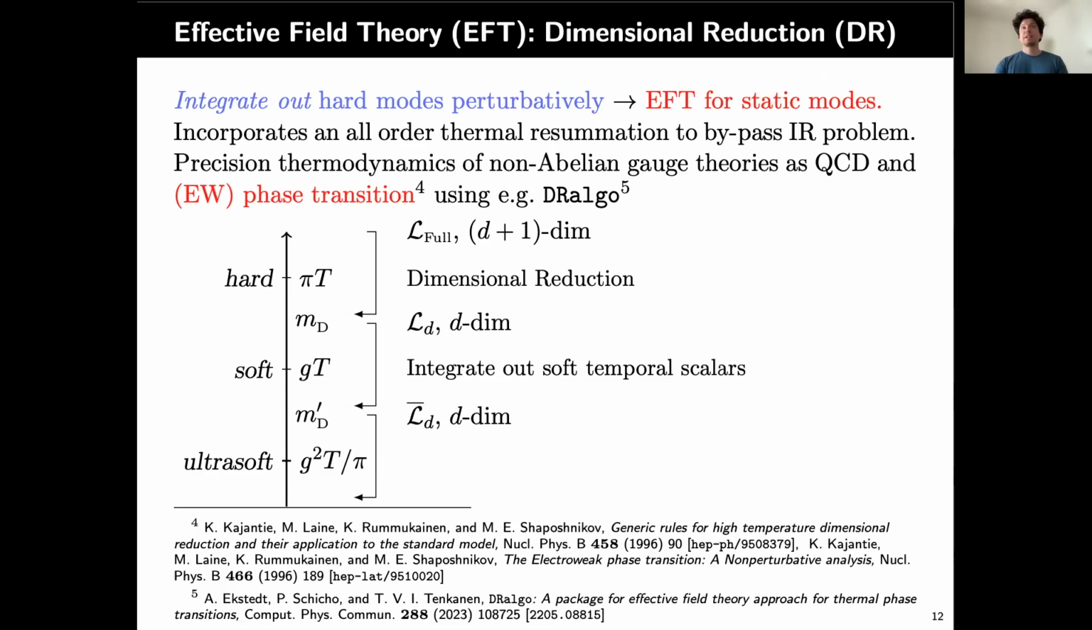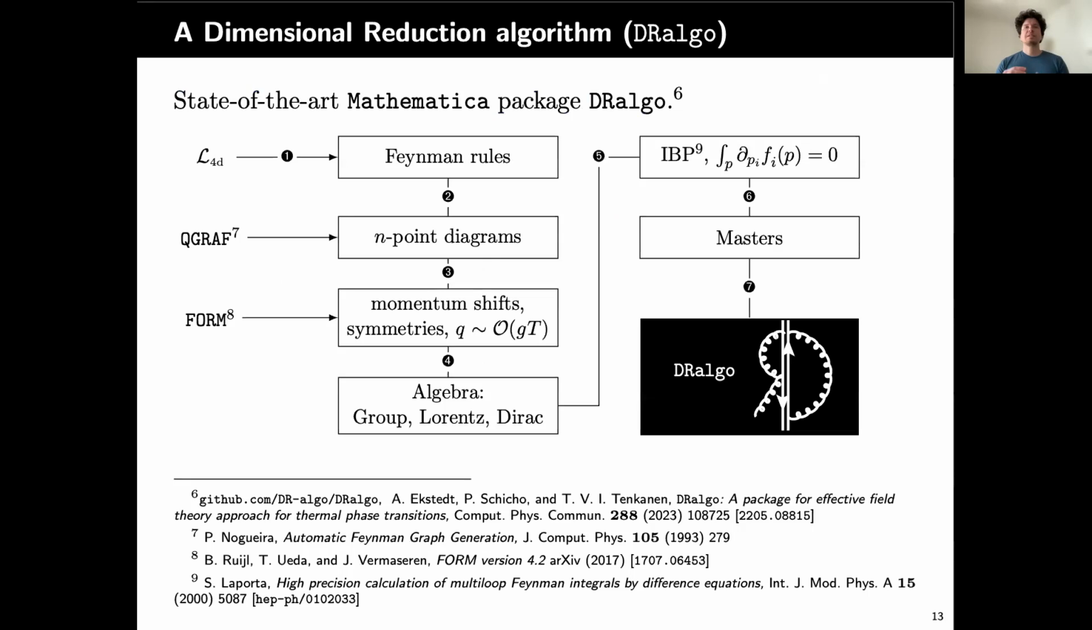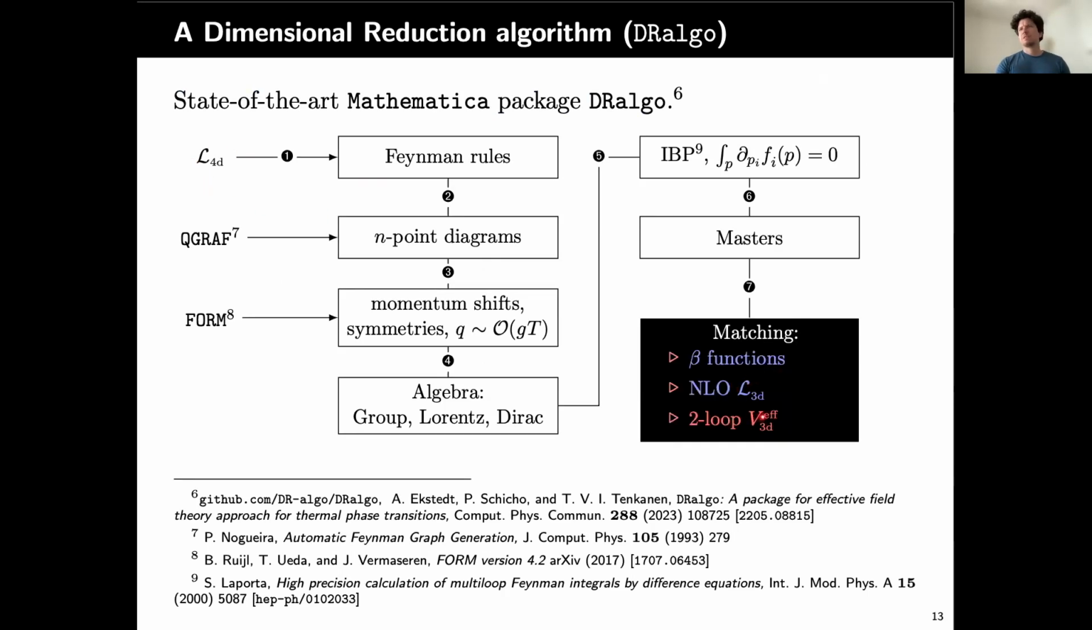Now, how this construction actually works in practice is already implemented. And we did that with our software package DRalgo. And DRalgo does exactly that. It computes from the four-dimensional Lagrangian its three-dimensional effective Lagrangian at next-to-leading order, together with the beta functions and also the two-loop effective potential in three dimensions. It does so by going through a series of different diagrammatic operations, namely from the generation of Feynman rules to the use of integration by parts identities, which is all state-of-the-art at zero temperature, but also at finite temperature.